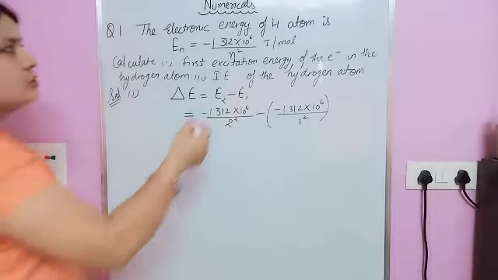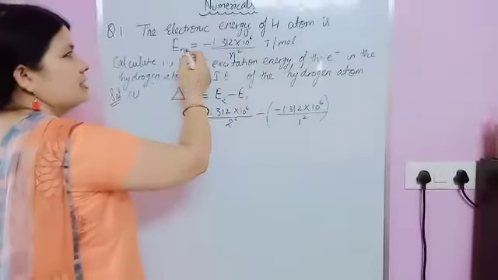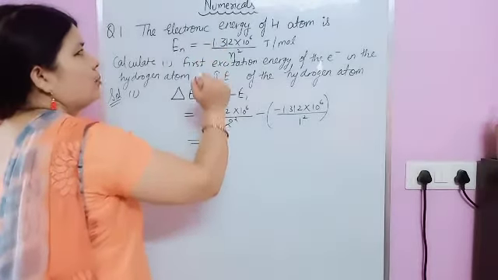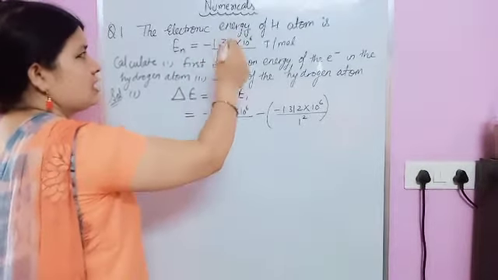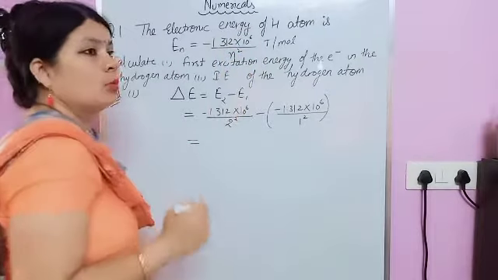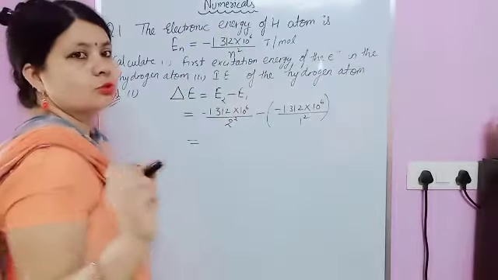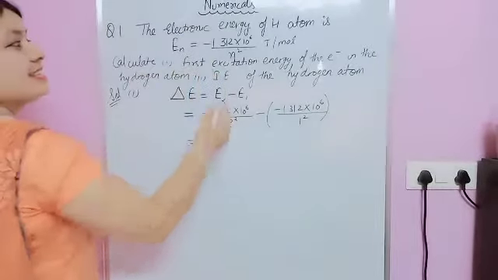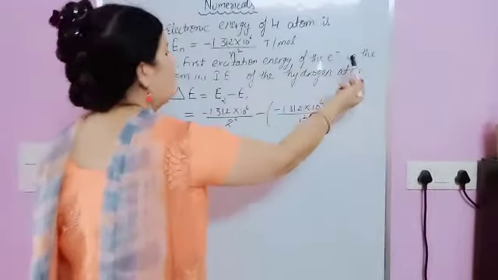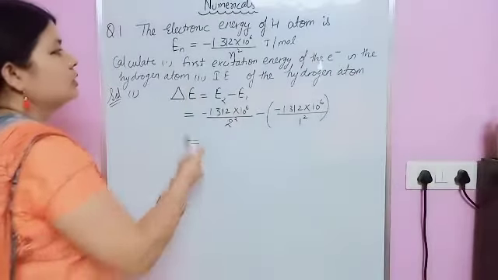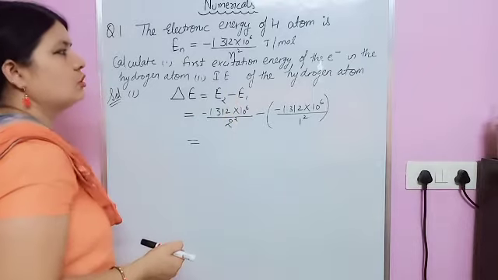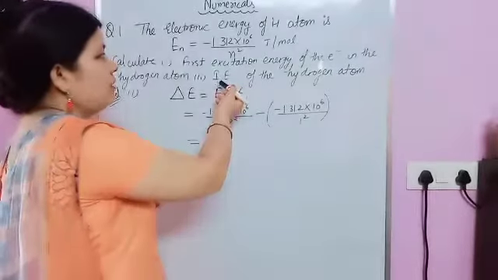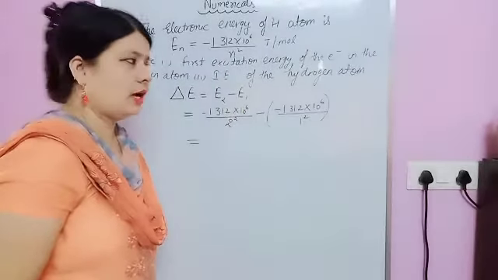The electronic energy of hydrogen atom is En. This is a simple representation given: En is equal to minus 1.312 into 10 raised to power 6 upon n square joule per mole. This expression is given to you, so we will use it for energy. Now calculate the first excitation energy of the electron in the hydrogen atom. The second one is the ionization energy of the hydrogen atom, which you also have to calculate.